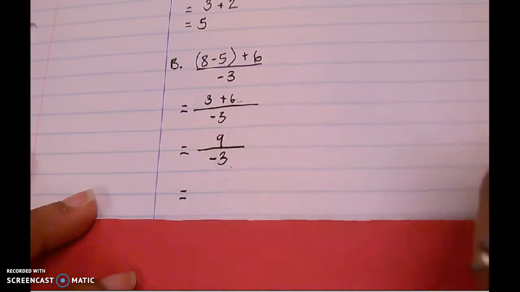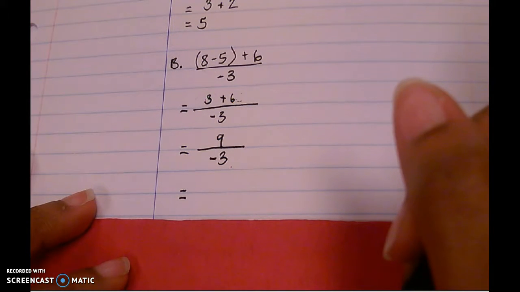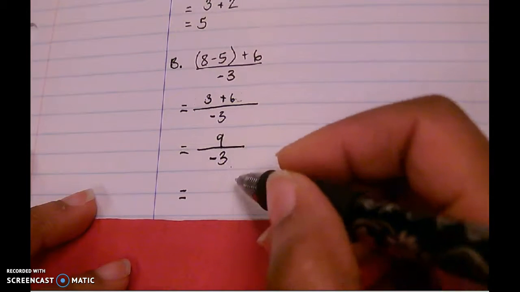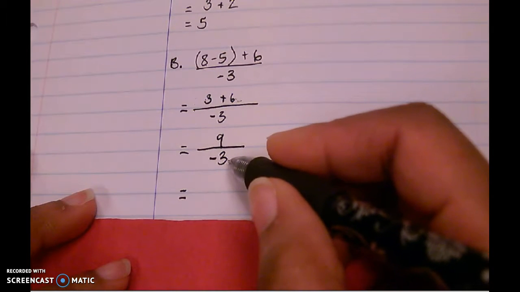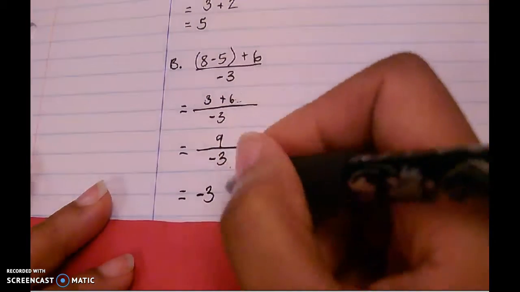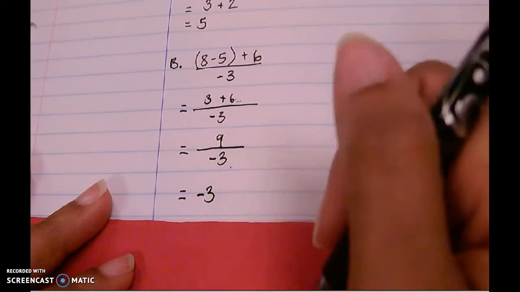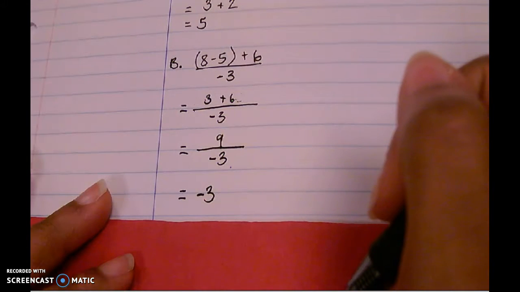Now, the next thing I'm going to do is divide this. 9 divided by negative 3 is going to give me negative 3. I remember my rule of exponents: a positive divided by a negative is a negative. So my final answer is negative 3.